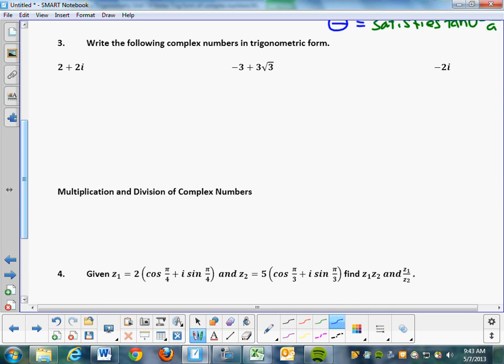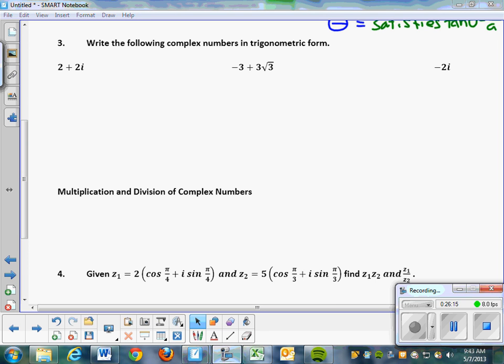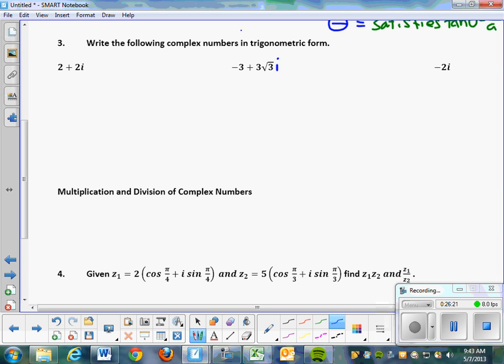Try -3 plus 3 square roots of 3. See if you can write that complex form in trigonometric form. So it should look like r cosine of theta plus i sine of theta. Yes, I'm sorry. Yep, these notes have not been modified from last year. There's an i right there. So it should be -3 plus 3 square roots of 3i.